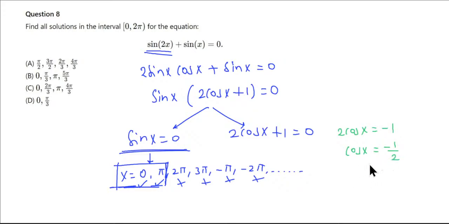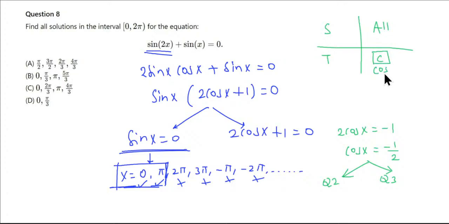Cos x is negative 1 over 2. Cos is negative in which two quadrants? It's in quadrant 2 and quadrant 3. Because if you remember, we have the acronym All Students Take Calculus. So this C of calculus corresponds to cos. In quadrant 1, all trig functions are positive, and in quadrant 4, only cosine is positive. So we are talking about cosine being negative, which happens in quadrant 2 and quadrant 3.